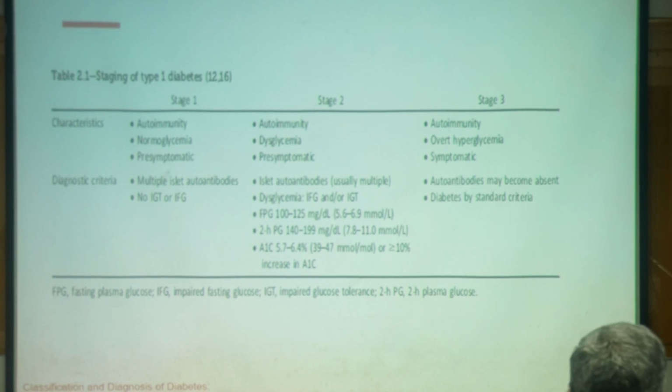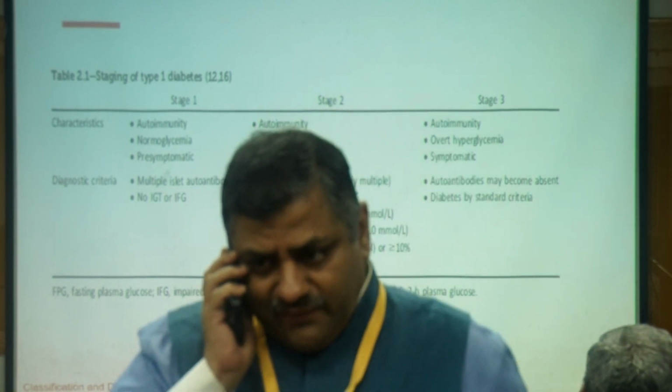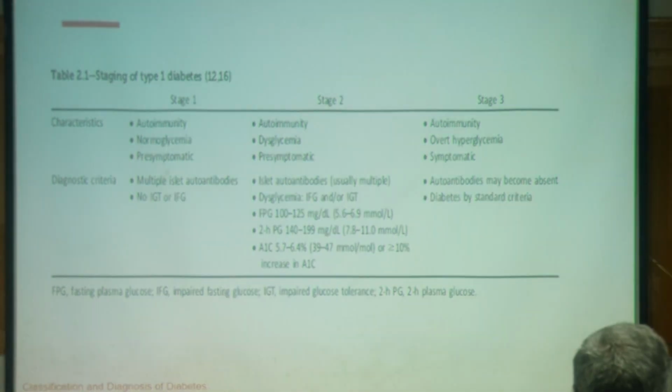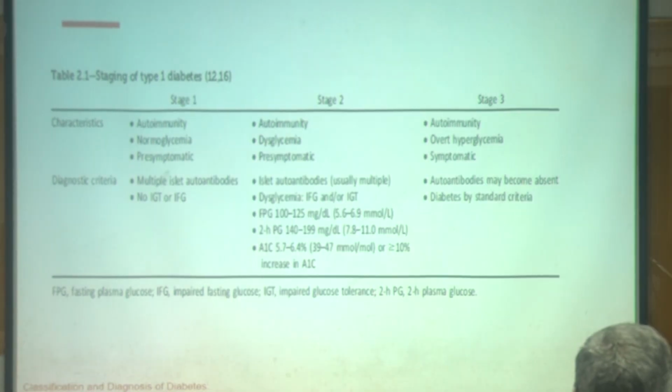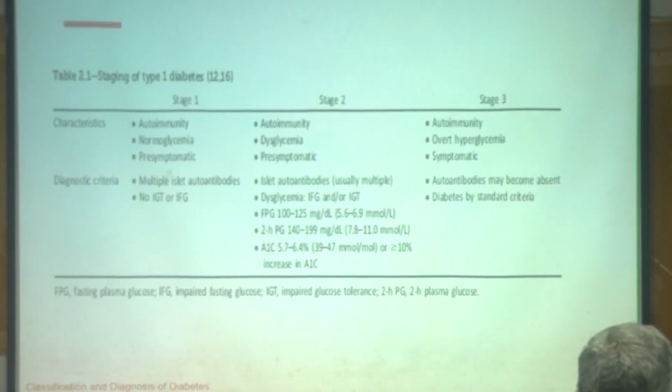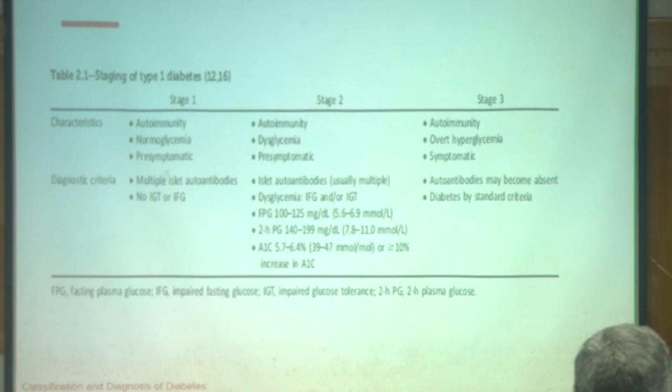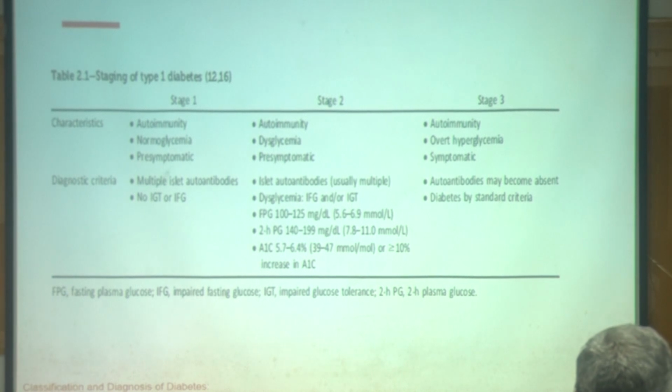In type 1 diabetes, again there are 3 stages: stage 1, stage 2 and stage 3. Stage 1 is autoimmunity, stage 2 also autoimmunity, stage 3 also autoimmunity. But in stage 1 there is normal glycemia, there is some dysglycemia in stage 2, and in stage 3 there is overt hyperglycemia, that is diabetes. Stage 1 is pre-symptomatic, stage 2 also pre-symptomatic, and only stage 3 is symptomatic. Autoantibodies are present in stage 1 and stage 2, but most of the time they are absent in stage 3. But stage 2 and stage 3 are very important, and I will tell you in the next few slides.